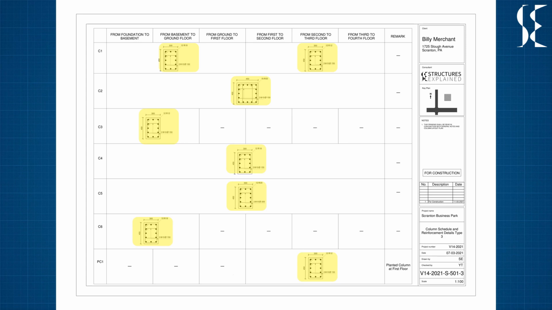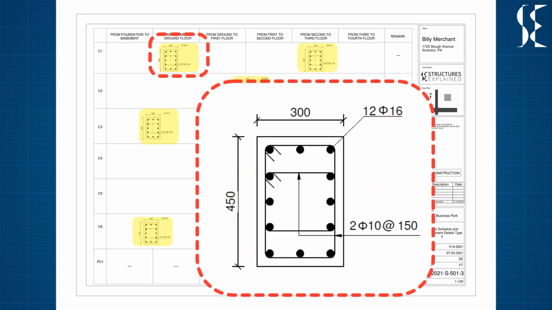Now let us understand how the detail of the column is to be read. Let's take a column of size 300 by 450 mm as an example. Here the main longitudinal reinforcement is 12 bars of diameter 16, 3 bars at top and bottom and 3 bars on the longer edge. Stirrups or ties are represented as diameter followed by spacing. In this case, stirrups of 10 mm diameter are used with a spacing of 150 mm center to center. This column has two number of links.